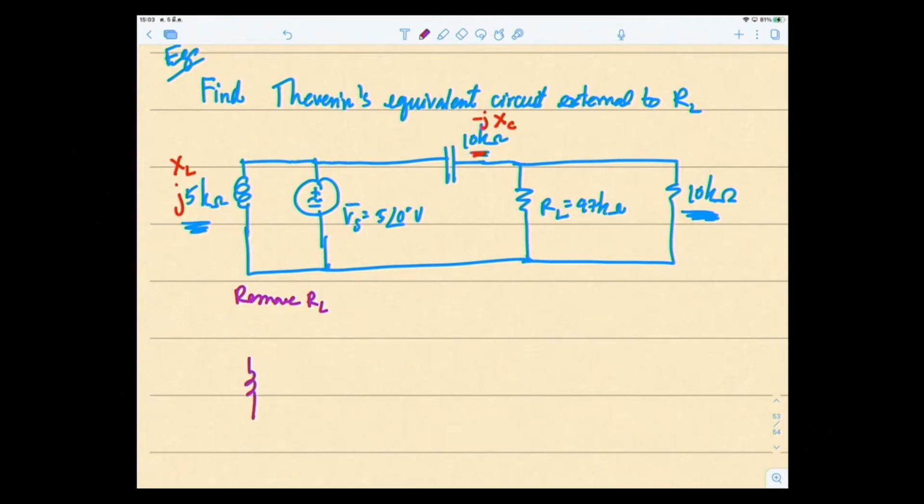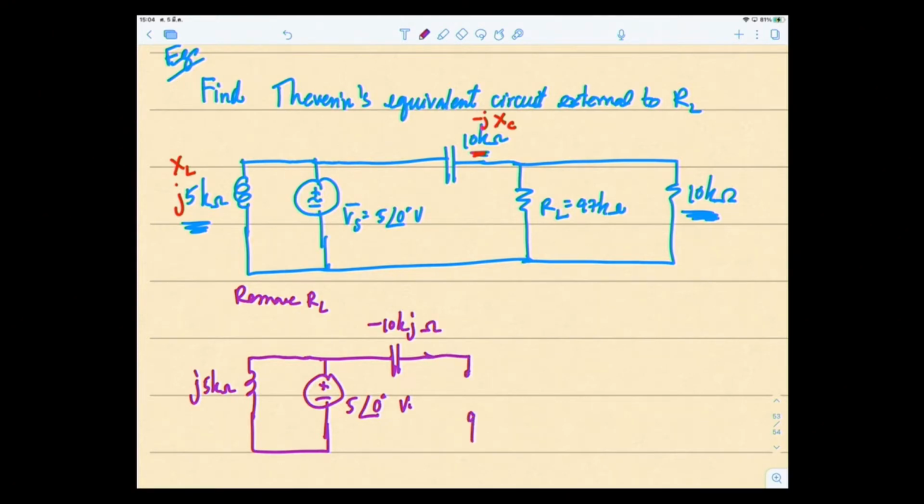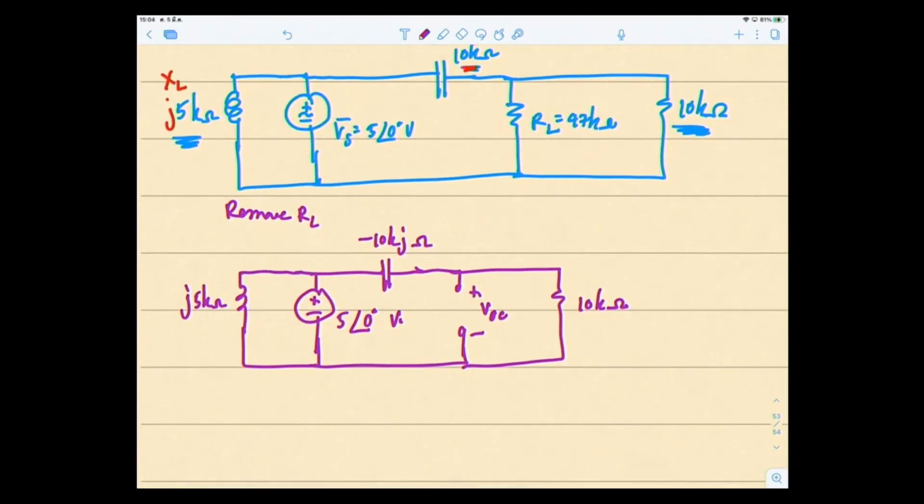So you have j5K ohms, the voltage source 5 at 0 degrees volt, the capacitor minus j10K ohms. Remove RL, so you have an open circuit right here, VOC, and this is 10K ohms. Now you have to find VOC. Your VTH is equal to V open circuit at that terminal. Write it down, terminal AB, like this.